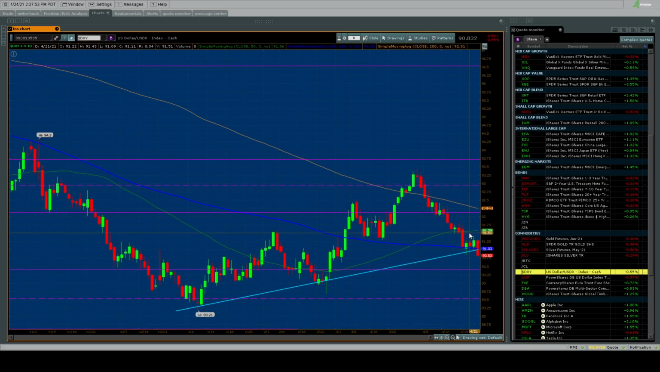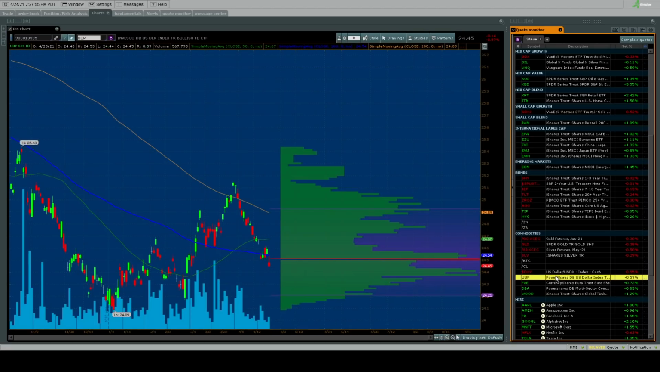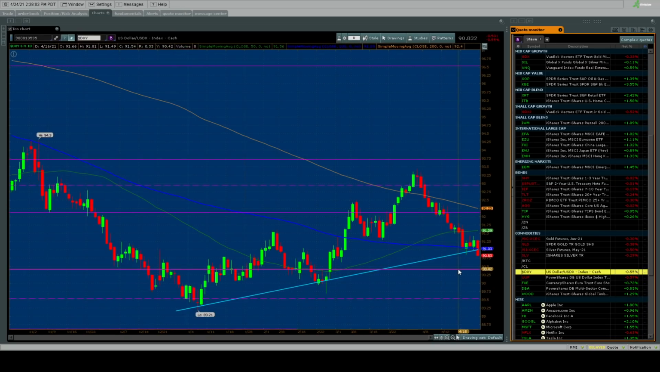I still don't think the dollar is over. Let's take a look at UUP, and you can see it's got a heavy zone of volume at 24.40, which is going to match up with pretty much 90.50 on the trade weighted dollar symbol DXY.